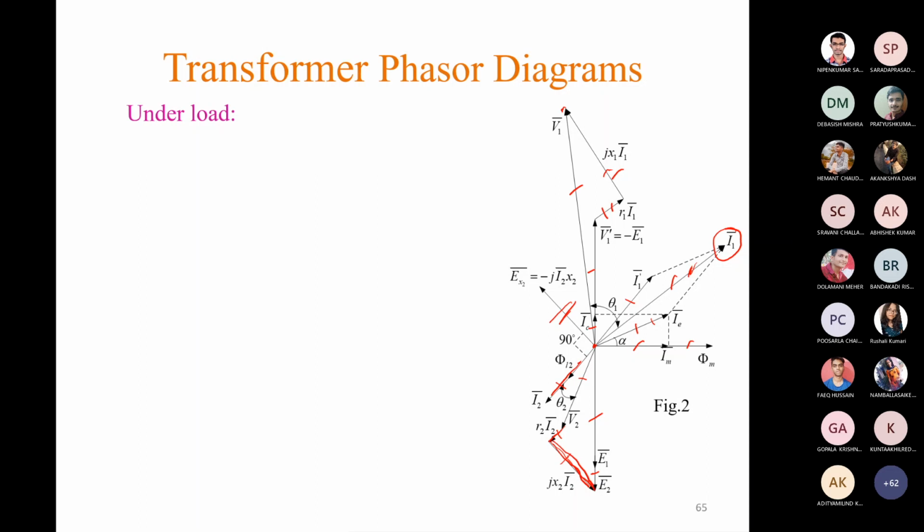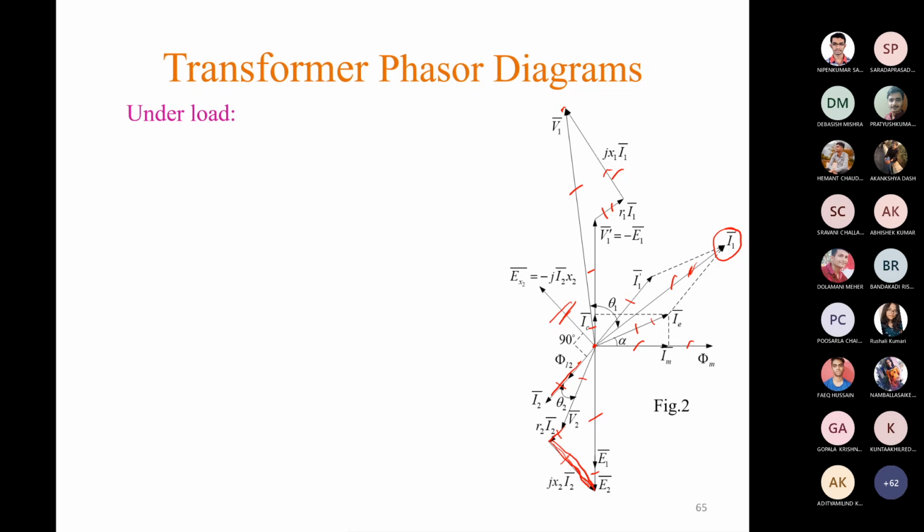So you have to show phi M, IM, IE, IC, then I1 dash, I2, V2, these two voltage drops, and then two induced EMFs, and on the primary side V1 dash equals minus E1, then I1 R1, jI1 X1 and V1. Now, this part you don't have to draw, this is for understanding only.